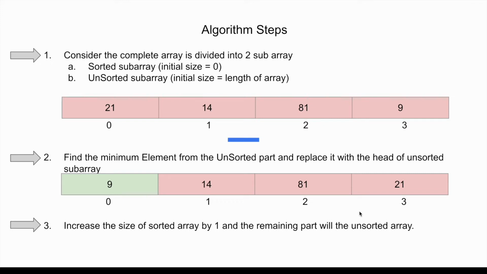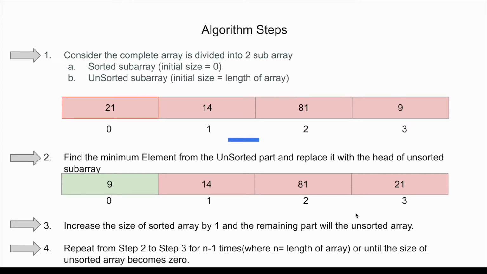Step number 4 is to repeat step number 2 and step number 3 for n-1 times, where n is equal to the length of the array, or until the size of the unsorted array becomes 0. So this way we have completed one iteration. Now let us complete this iteration 2 more times. So a total of 3 iterations will be completed and our array will become sorted.